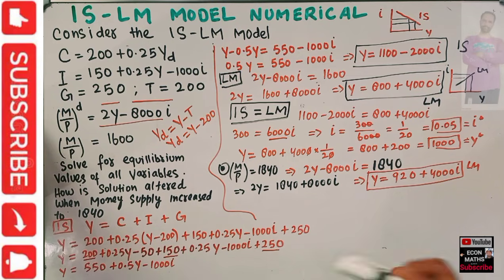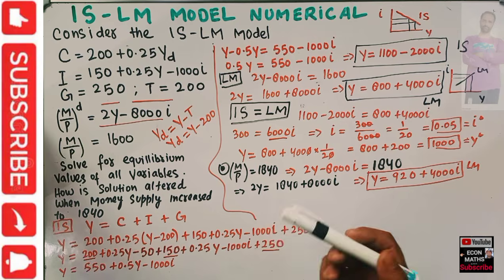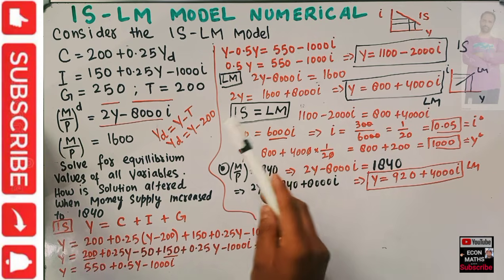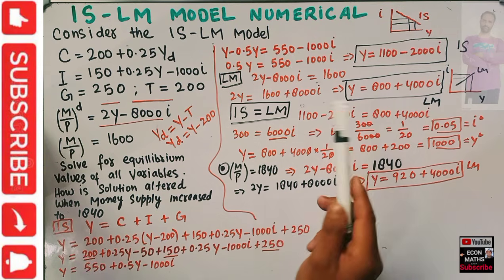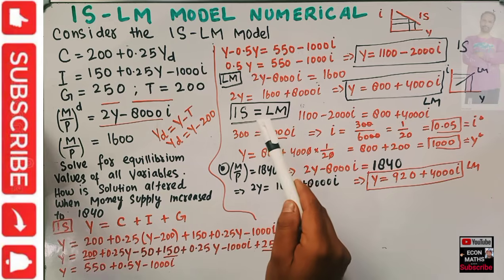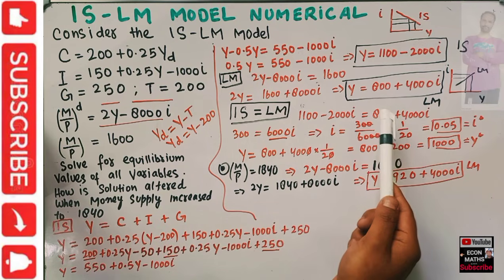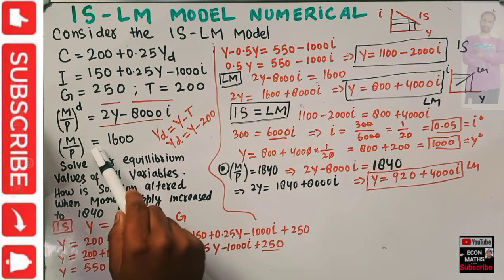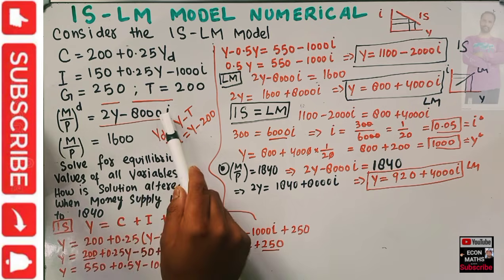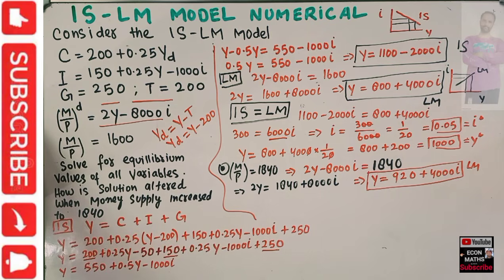I have done nothing unusual here. I have just used the same condition, that is, the money market will be in equilibrium when demand for money is equal to supply of money. Demand for money was given, supply of money has increased. So this is our new LM equation. Now how will it interfere with our equilibrium? Just equate the new LM equation with our IS equation.